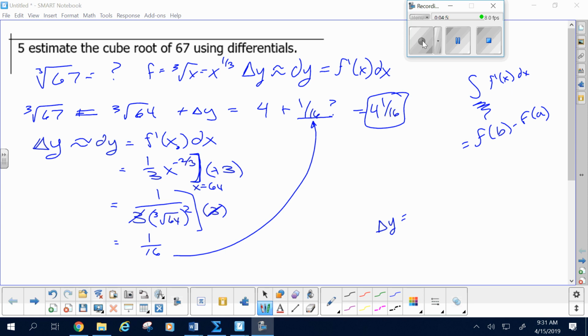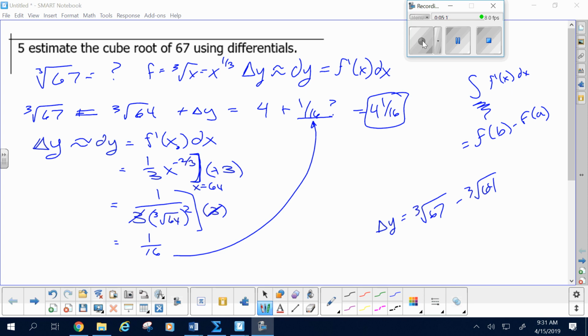Cube root of 67 minus cube root of 64, or 4. That's the true change. That's the actual difference between the two outcomes. We estimated that change, or that difference, with calculus to avoid that, but they should be in the same ballpark.